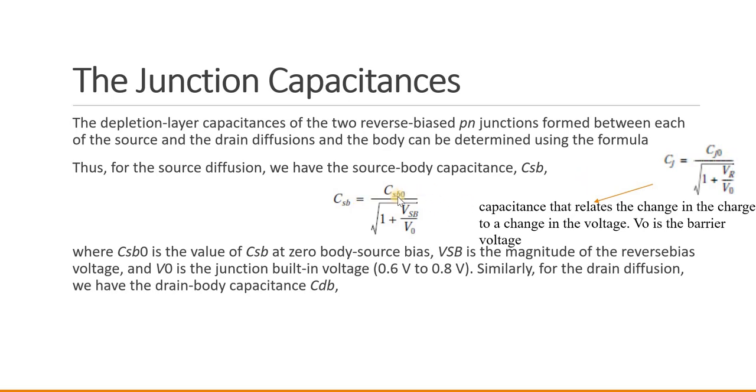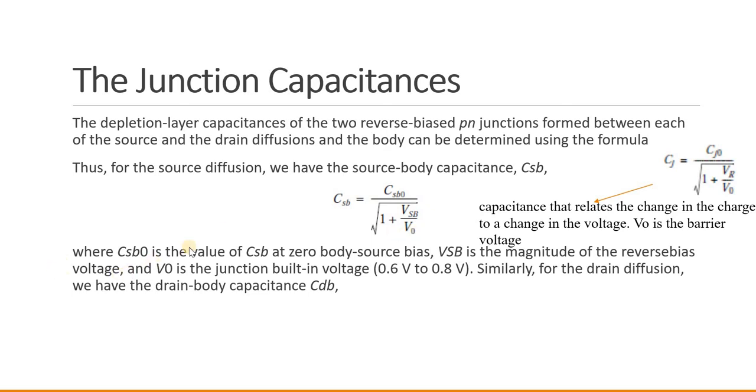Okay, J naught is replaced by SB naught, and VR, that is the reverse voltage, is replaced by the source-body voltage divided by V naught, which is nothing but the junction built-in voltage. So CSB naught divided by root of 1 plus VSB by V naught. Of course, the derivation for this is not given directly. The formula has been given. You need to remember this formula: CSB is equal to CSB naught divided by root of 1 plus VSB by V naught.